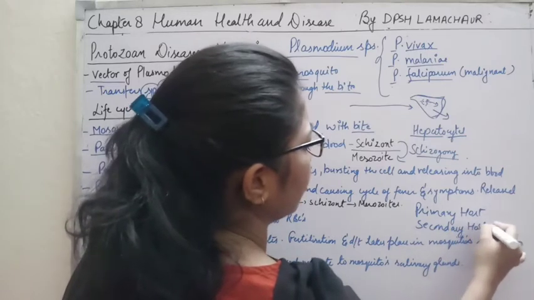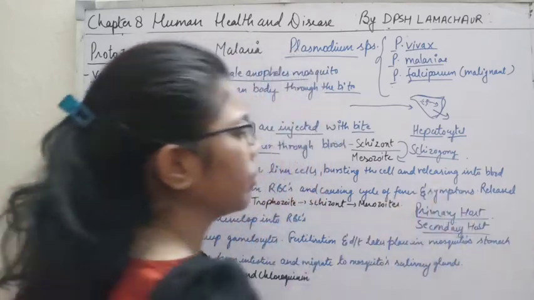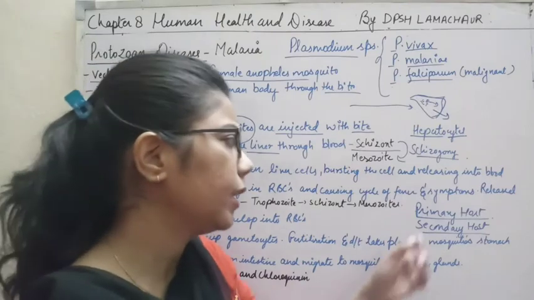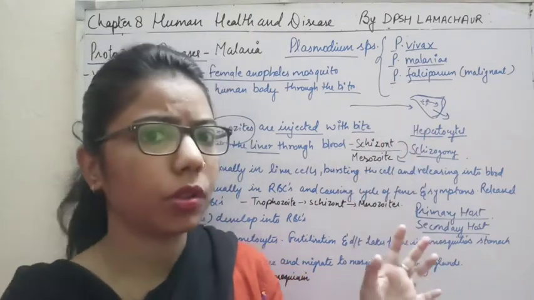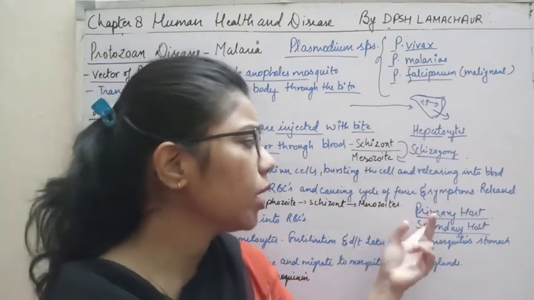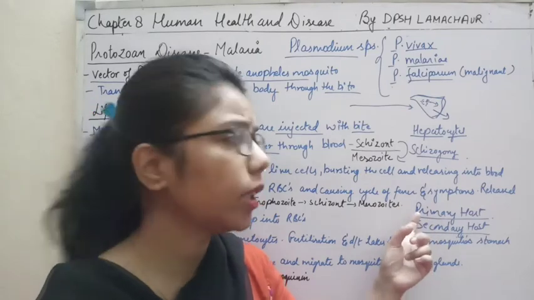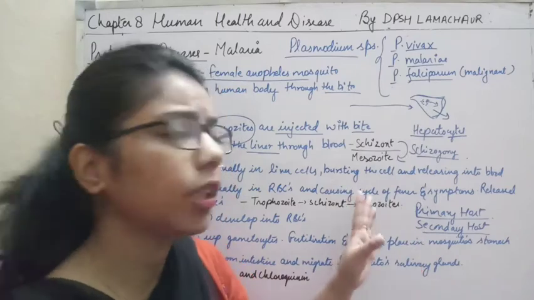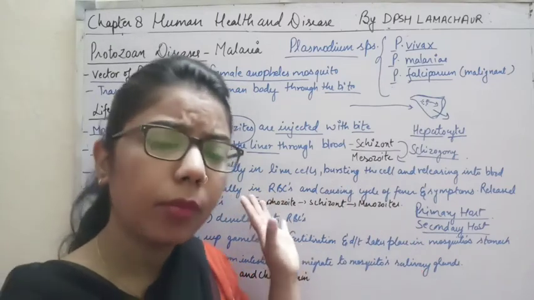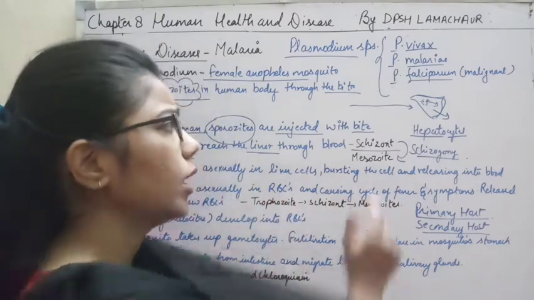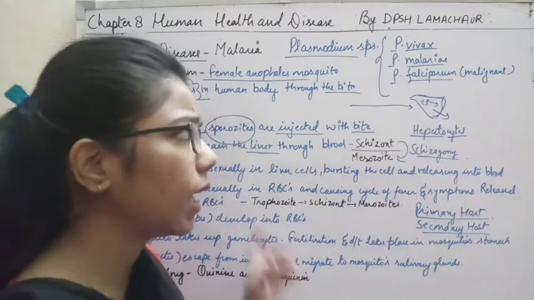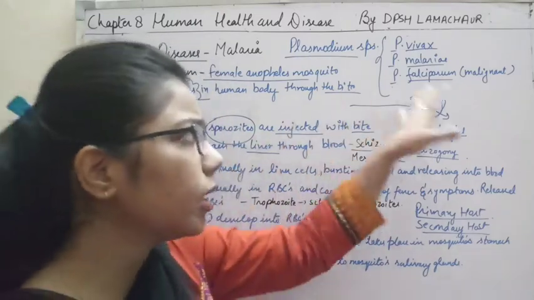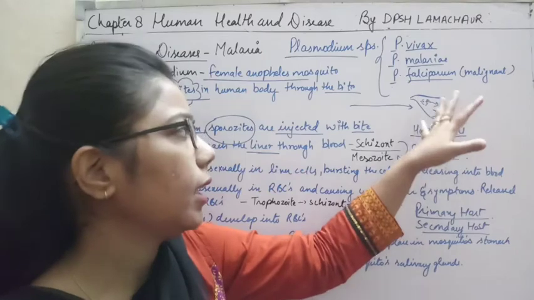One host will be the primary host, and another one will be the secondary host. Okay, and the human beings are the secondary host. Why secondary host? Because the asexual reproduction takes place in the human being, while the sexual reproduction takes place in the mosquito.